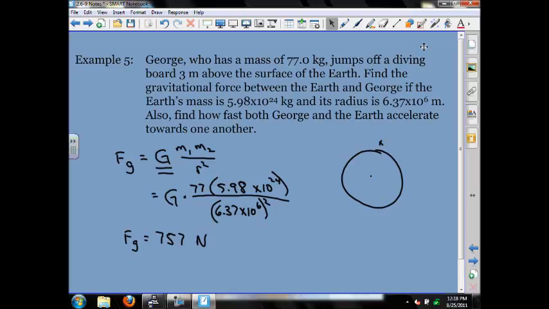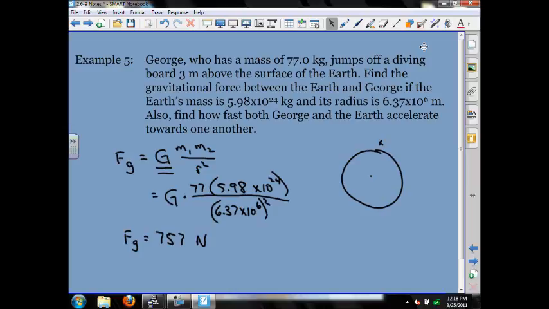What's the acceleration of the Earth? 1.27 times 10 to the negative 22 meters per second squared. George is accelerating at about 10, and the Earth is accelerating at a rate of about 10 to the negative 22 meters per second squared. Who's actually going to move?